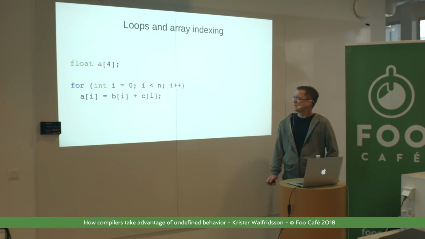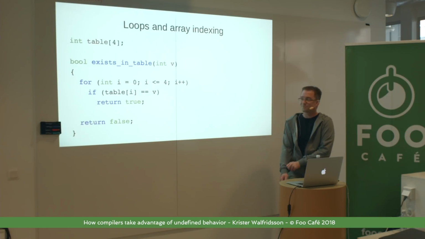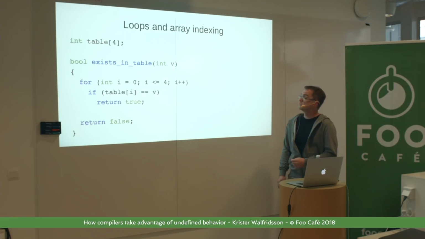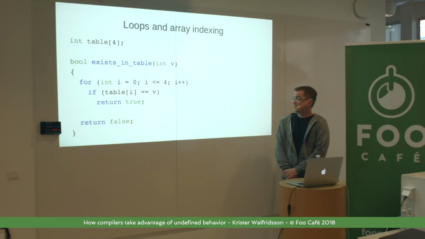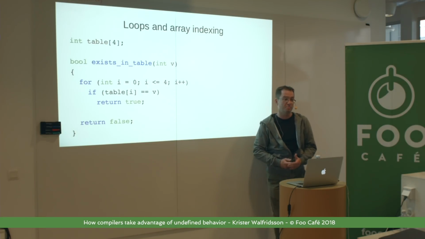Here's one example from Stack Overflow where someone complained that the compiler must be buggy. This is a function that tries to see if the value v exists in the table, and it has this for loop that iterates over it, and if it finds it, it returns true, otherwise it returns false. But here is a small error. It should of course be just less than.